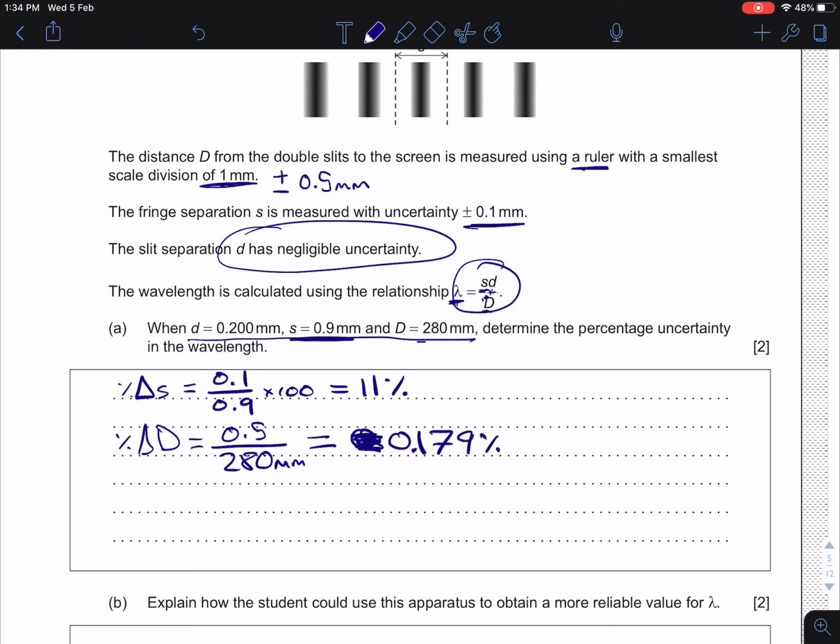Okay, so then we know that the uncertainty of little d is 0, so then we can add together these percentage uncertainties and we get 11.179%. You should never state your uncertainty to more than two significant figures, so the percentage uncertainty in wavelength must be 11%.